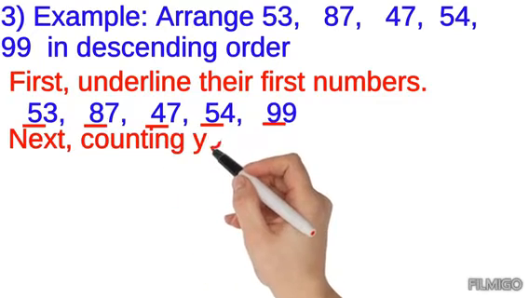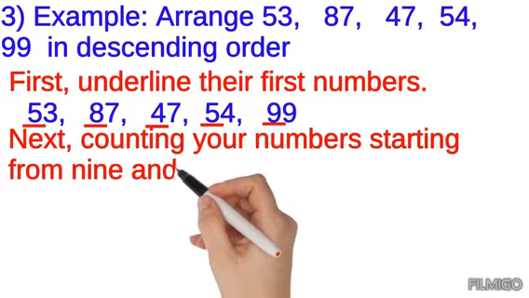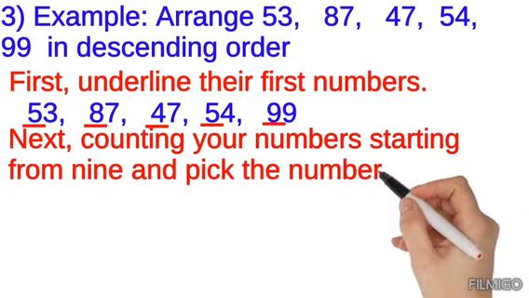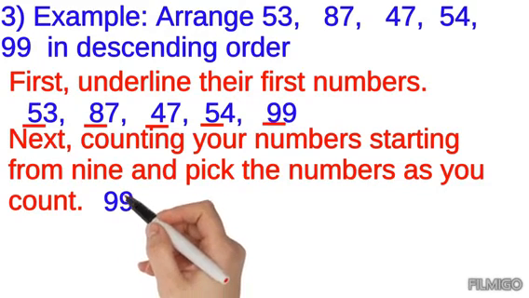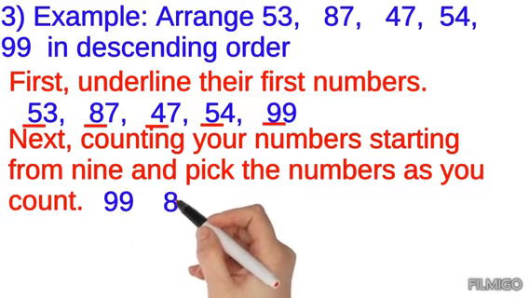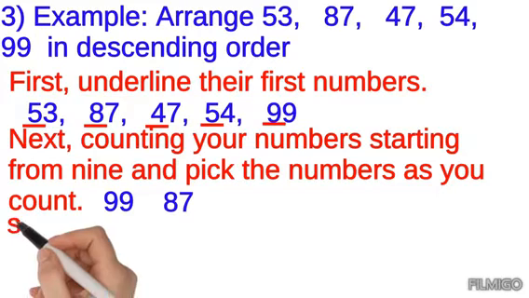The next one is counting your numbers starting from 9 and pick the numbers as you count. Remember, we are counting backward. There is 9, so we're going to write our 99 since we are starting with 9. There is 8, we're going to write our 87. But there is no 7 and there is no 6.